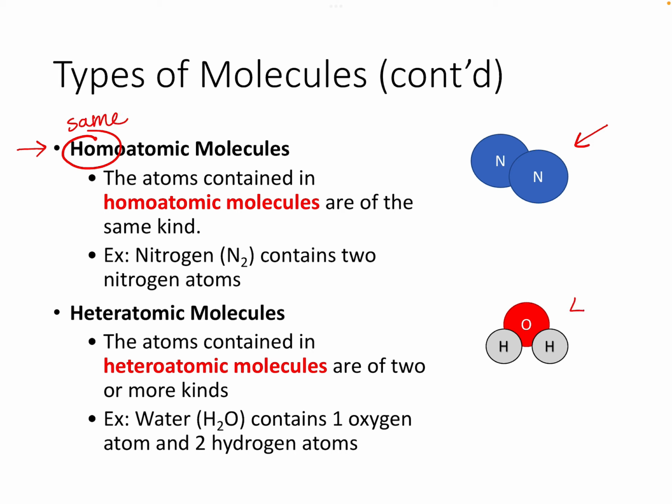But if we look at water, earlier we said this was a triatomic molecule because it had 3 atoms in it. But those atoms are different, right? We have hydrogens and oxygen. So we call this a heteroatomic molecule. Oops, I forgot the O in heteroatomic. So hetero just means different, right? So we have different types of atoms in our molecule.